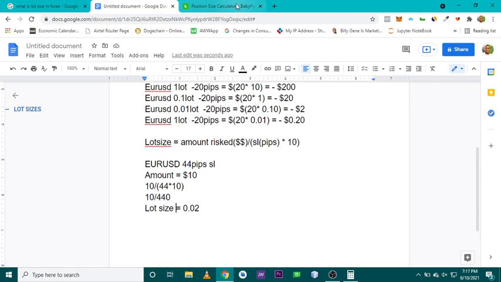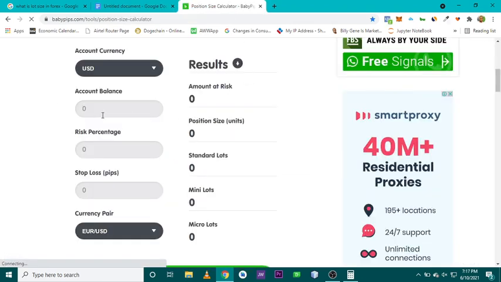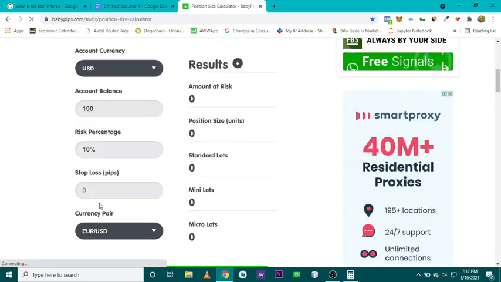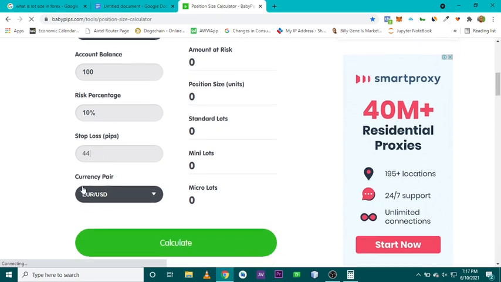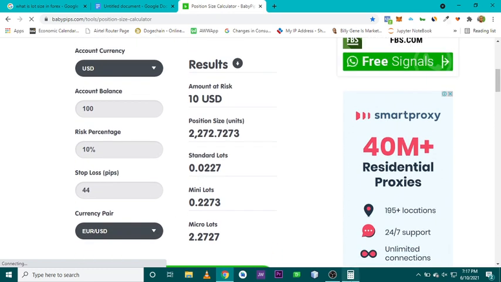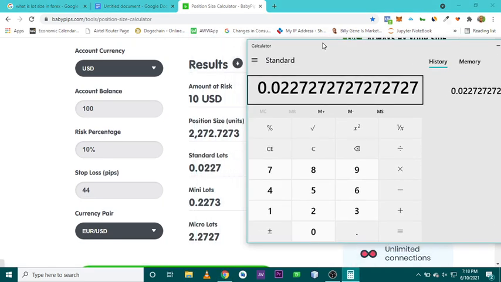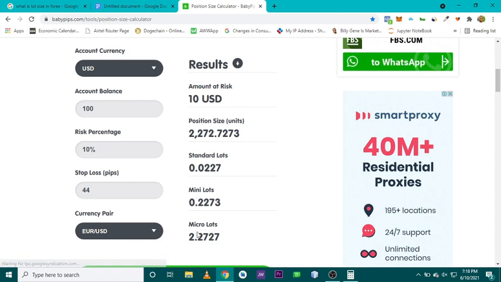So I said I was risking 10% of a $100 account, so I'll write 100, I'm risking 10, which will give us $10. My stop loss in pips is how much? Stop loss in pips is 44. So we get 44. Currency pair EUR/USD. So I'll click calculate. As you can see, we got 0.0227 and I got 0.0227. And you see the one for mini and micro lot. So amount risk 10 USD.